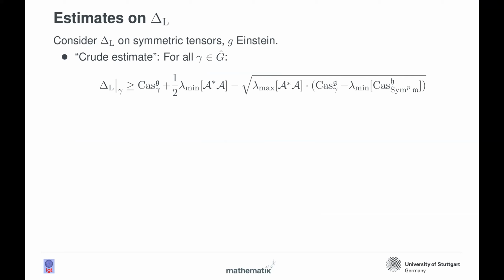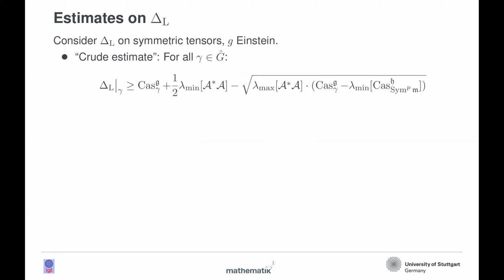So we write down two estimates. First of all, we want to settle the stability, so it would be good to have a nice lower estimate for the Lichnerowicz Laplacian. And there is this crude estimate. The formula looks a bit ugly, and the estimate is also not very sharp.